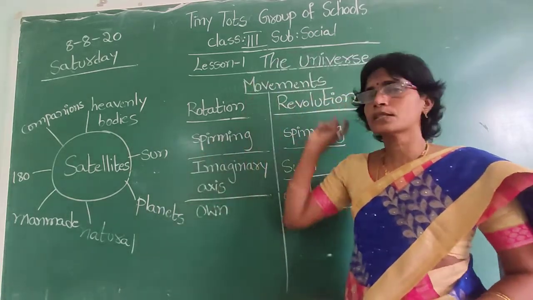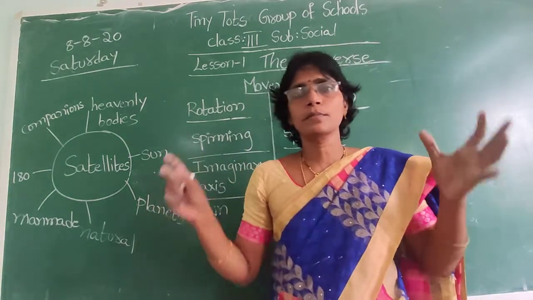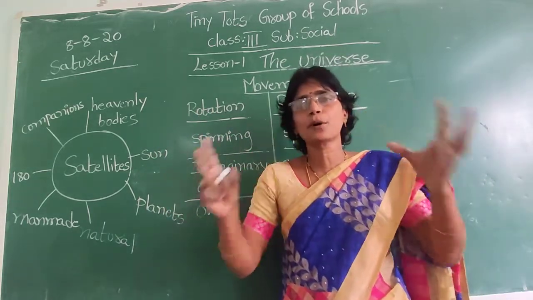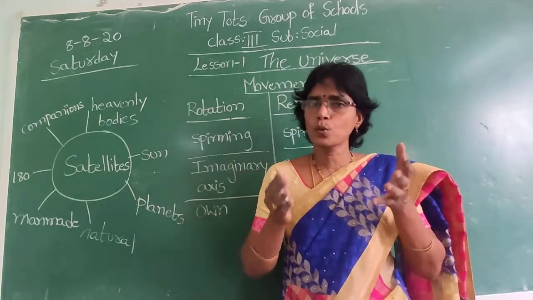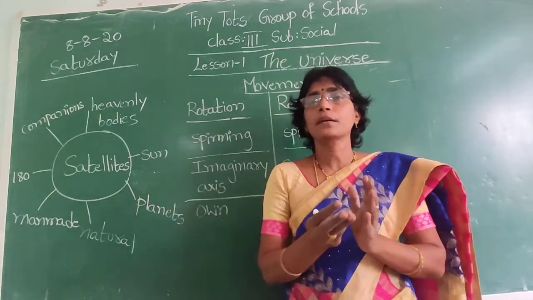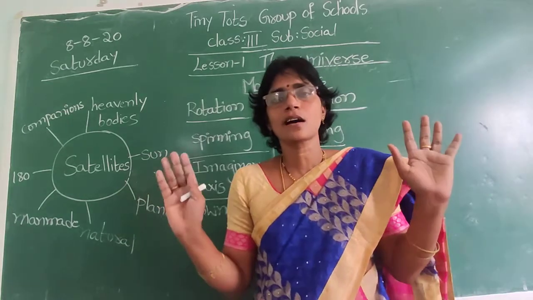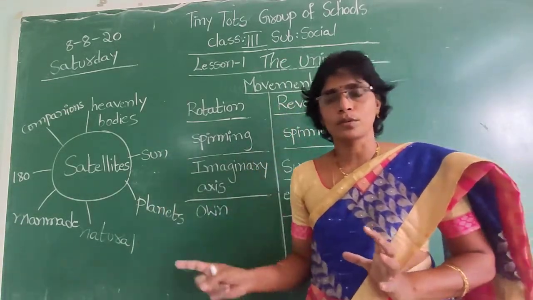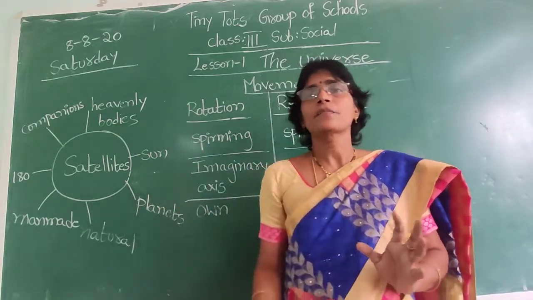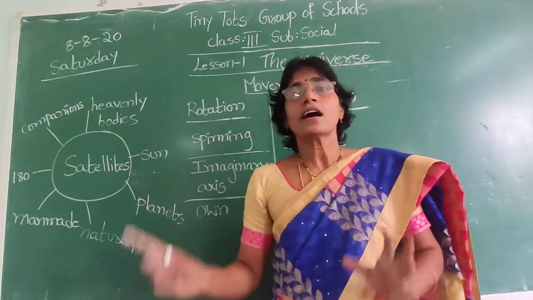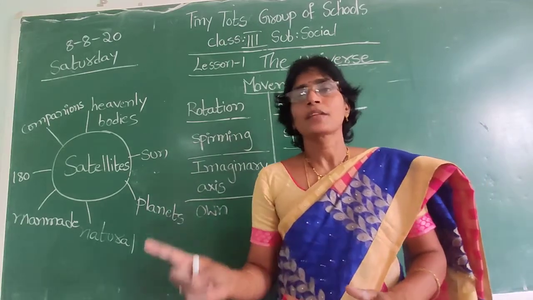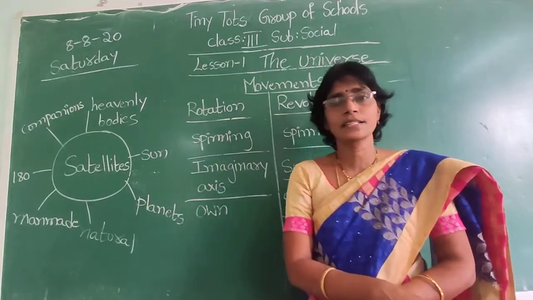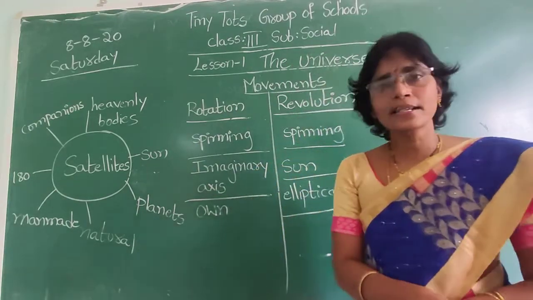How is the universe formed? The universe is formed because of the Big Bang. Because of the Big Bang, a fireball was created. Later it cooled gradually and a lot of energy was released. From that energy, the sun, the planets and galaxies, asteroids, comets, meteors and satellites were formed.